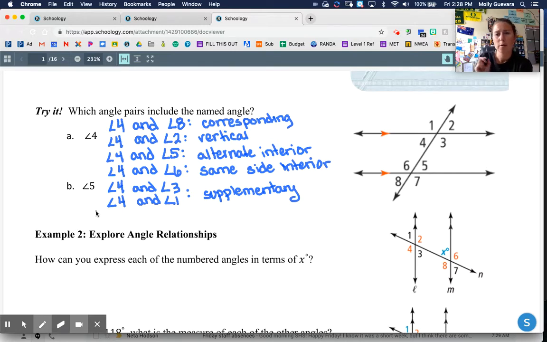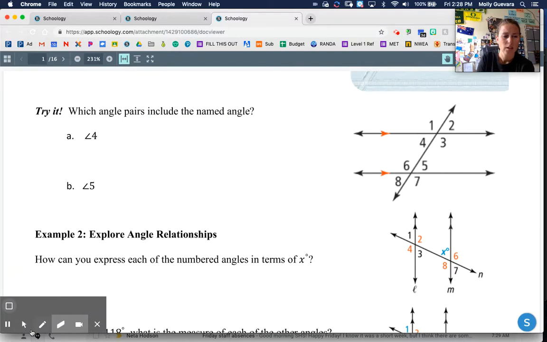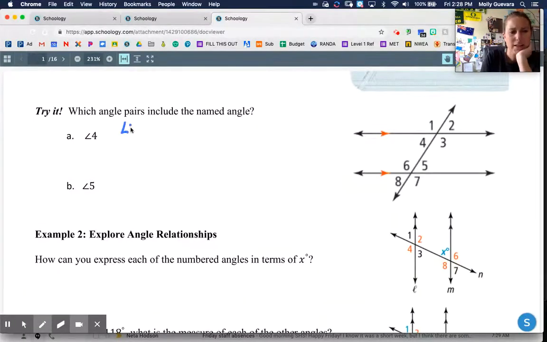So go ahead and hit pause and then do part B and see if you can come up with all the different angles that are related to angle 5. Okay, so angle 5 here, I'm gonna write up here, it's right here. So I see that angle 5 and angle 2 are corresponding. They are in the same position, so they are equal.